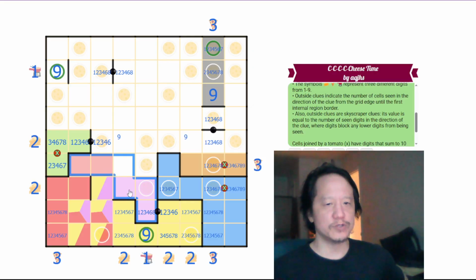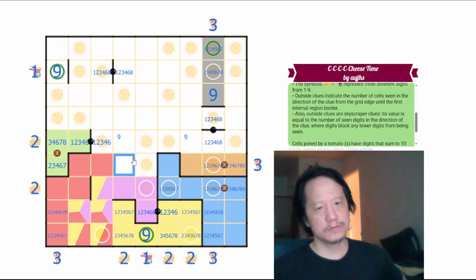Because then this would be too many cells in this region trying to be part of the red or the yellow region. So assuming red were part of this, that just doesn't work. So pink has to get out.